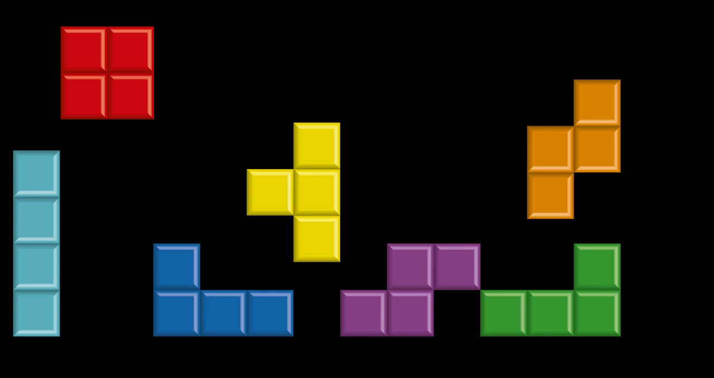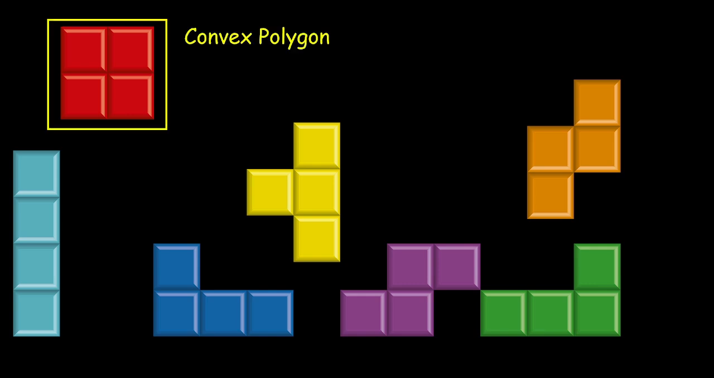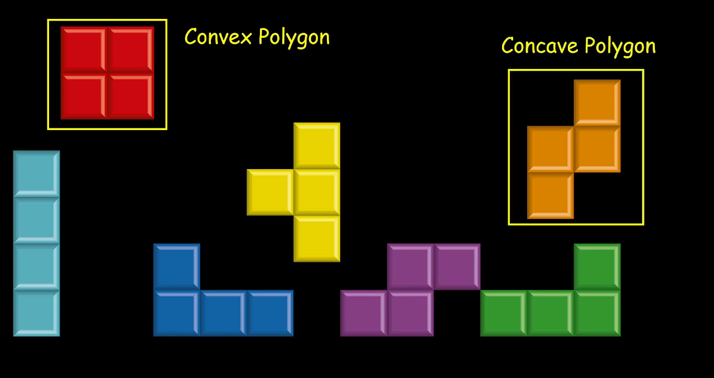Now, in the game of Tetris, there are a lot of blocks, some of which are convex, for example, this one, and some of these are concave, for example, this one. Now, the question is, what makes a polygon convex and what makes a polygon concave? Let us look into it.